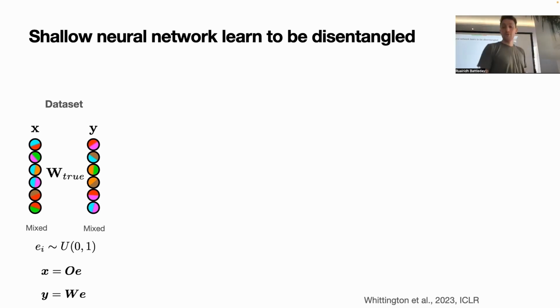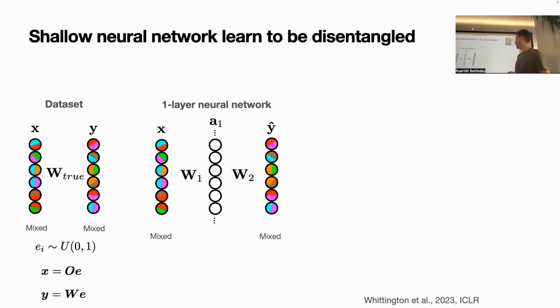We're now going to take a one-layer neural network and ask it to take in X and predict Y. You can see that X and Y are both mixed at the moment. But critically, when we train this neural network, we're going to ask this hidden representation to be non-negative. We can do that in a variety of ways. We can put in a ReLU activation function, or we can add a regularization cost saying don't be negative, but we can do it in a variety of ways.